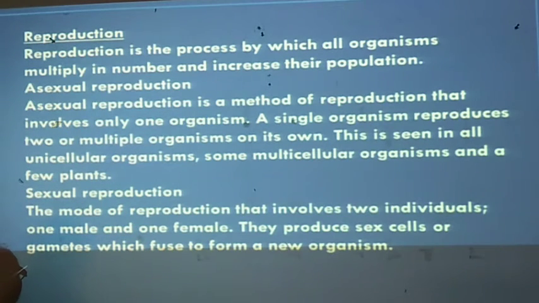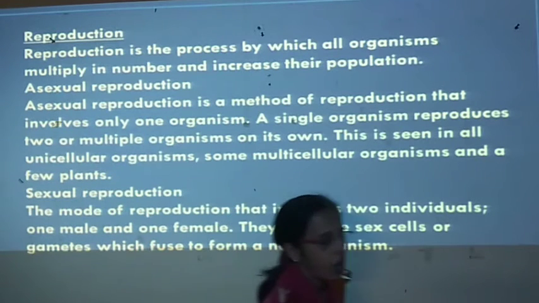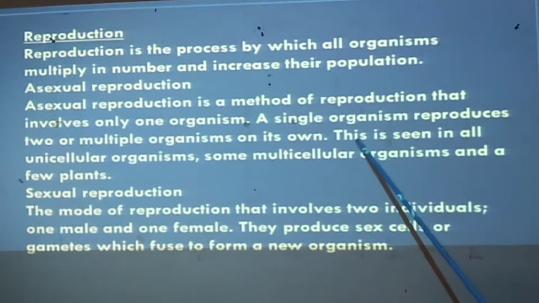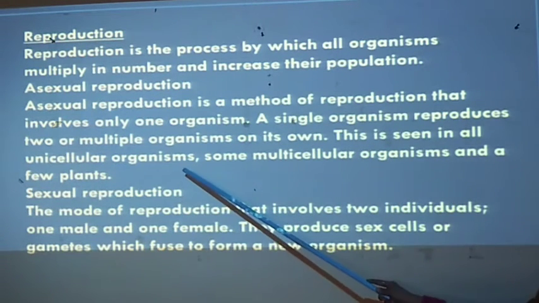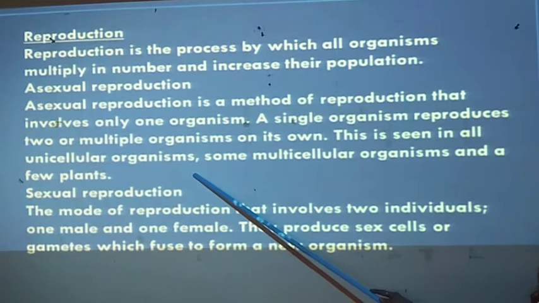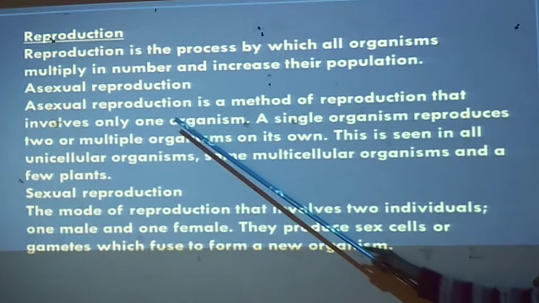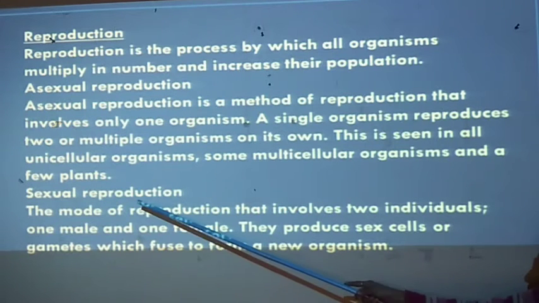So from this we can see the actual definition of asexual reproduction. What is asexual reproduction? It is a method of reproduction in which only one organism takes part, and this single organism reproduces two or multiple organisms on its own. This is seen in all microorganisms. If you see here, these unicellular organisms like bacteria, some species of algae, show the asexual type of reproduction.